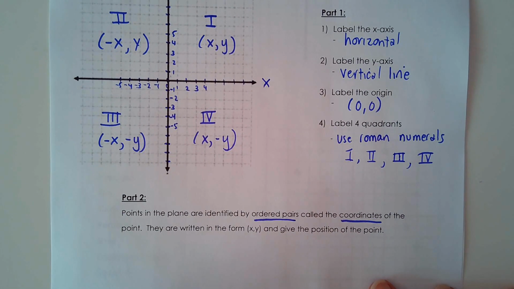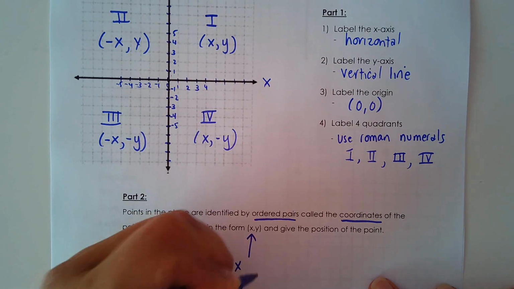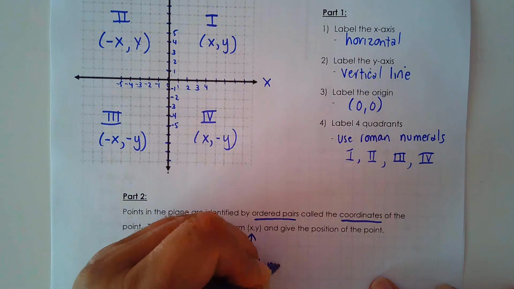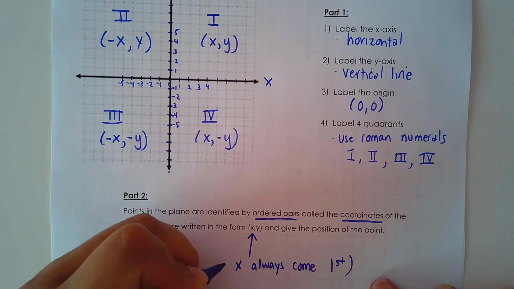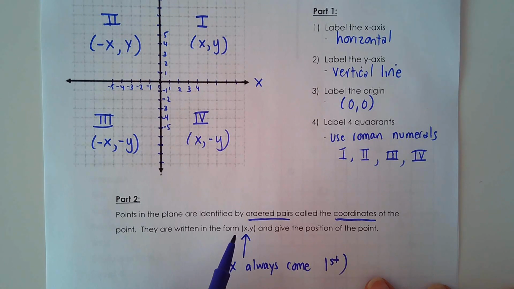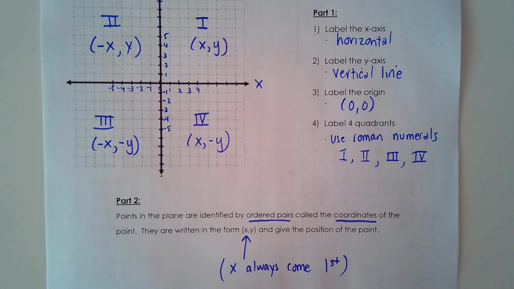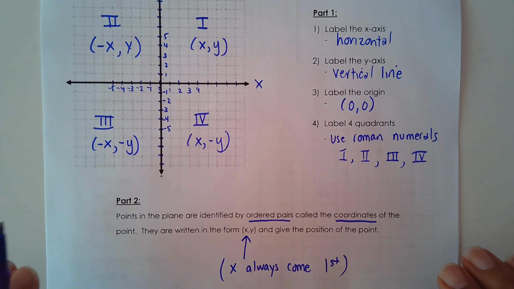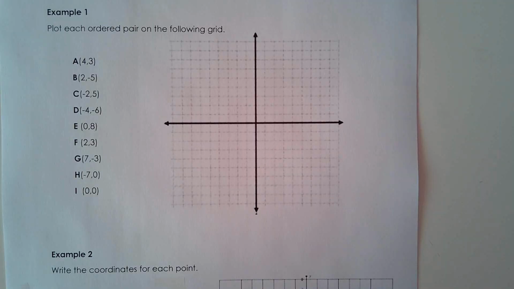And they're always written in the form (x, y). X always comes first. And if you have a hard time remembering that, just think that X always comes first in the alphabet. And plot means to locate and mark on the plane. So that's what we'll do on the second page.